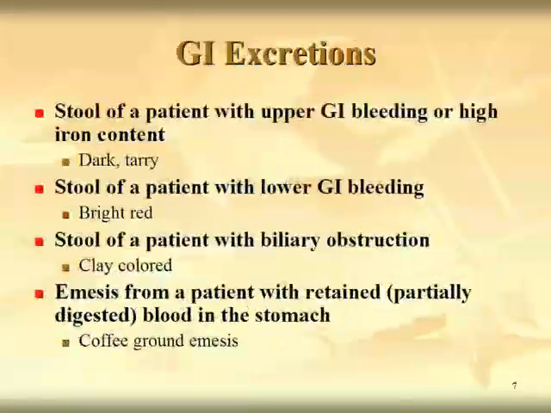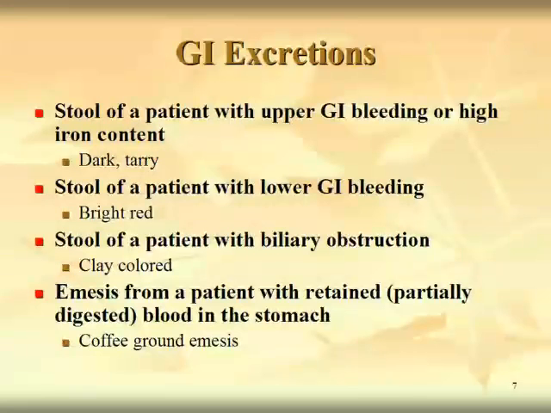Another part of the assessment is to look at GI secretions and GI excretions. In other words, what that patient's stool looks like, and that can really indicate a lot of different kinds of disorders. It gives a lot of information. Patients that have had upper GI bleeding or high iron content will have dark tarry stools. Patients with GI bleeding, you're going to know it. They'll have a large amount of dark tarry stooling, and it will be very, very foul smelling because of the blood. Stools of patients with lower GI bleeding will have a bright red appearance.